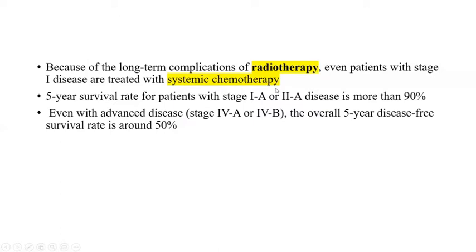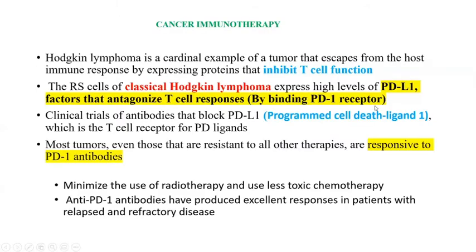So in Robbins, they have included cancer immunotherapy. Now they are using PD-L1 as a target because these Hodgkin cells express a high amount of PD-L1. So now they are targeting this receptor to deal with the cancer cell. This receptor is known as programmed cell death ligand.